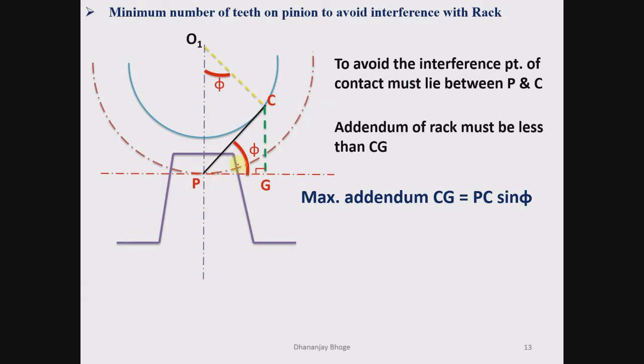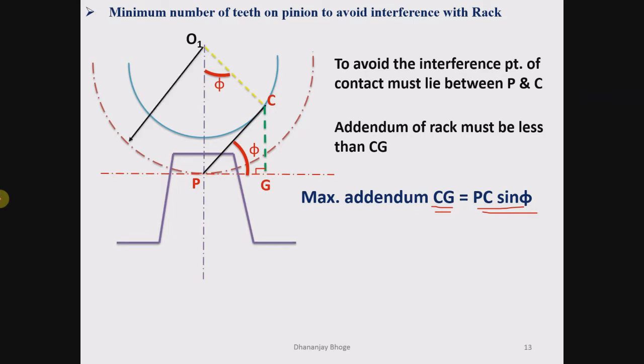Sine of phi is equal to the opposite side CG divided by the hypotenuse PC. So what we get? CG equals PC sine of phi from right angle triangle PCG.